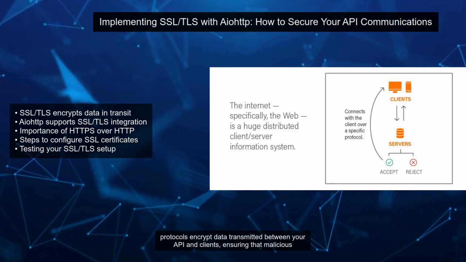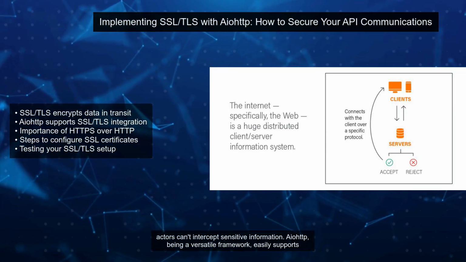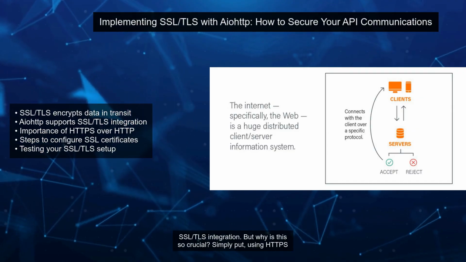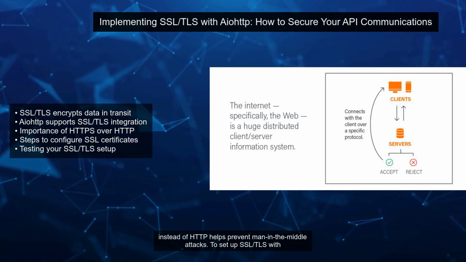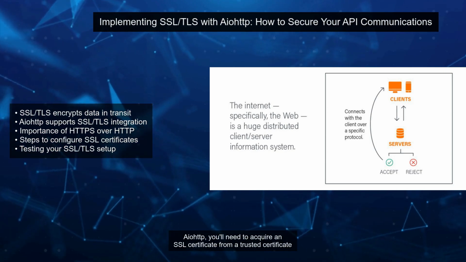Let's start with the first and most foundational step, implementing SSL/TLS. These protocols encrypt data transmitted between your API and clients, ensuring that malicious actors can't intercept sensitive information. Aiohttp, being a versatile framework, easily supports SSL/TLS integration. But why is this so crucial? Simply put, using HTTPS instead of HTTP helps prevent man-in-the-middle attacks.